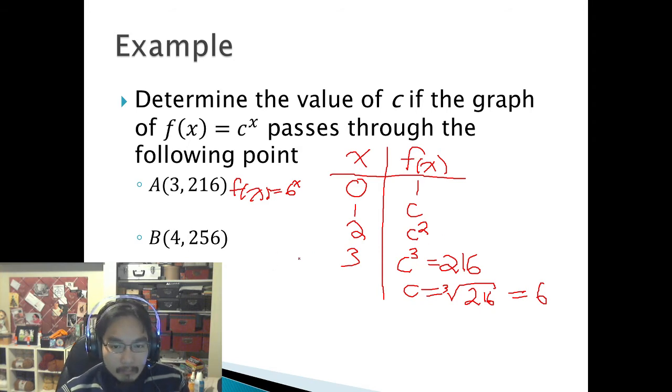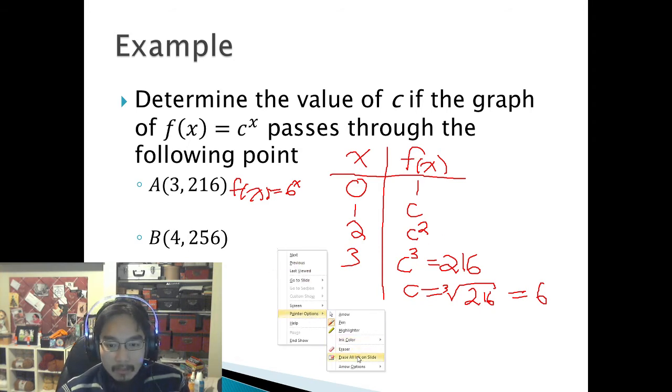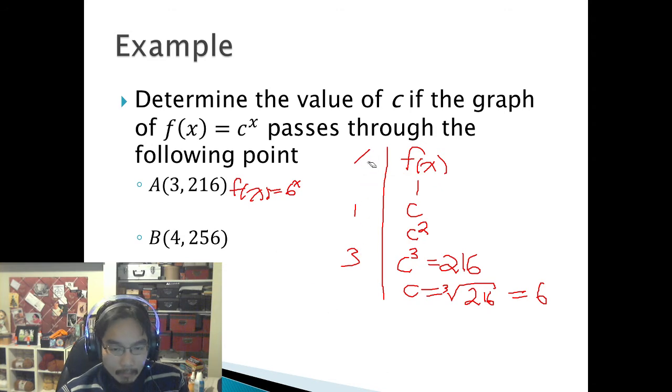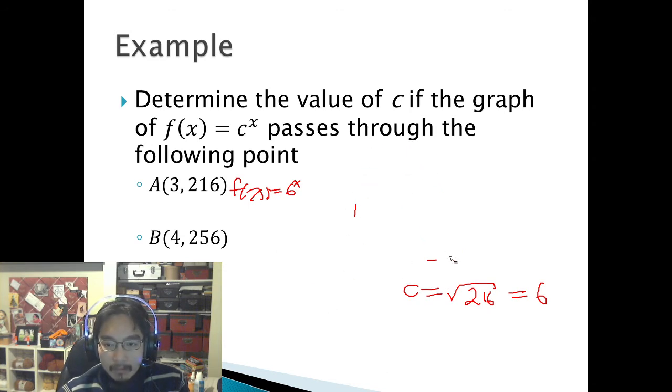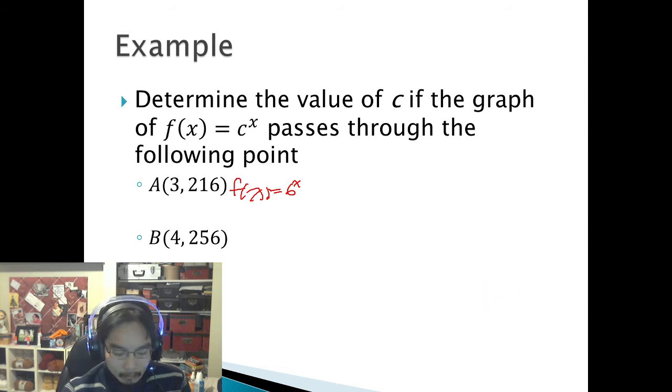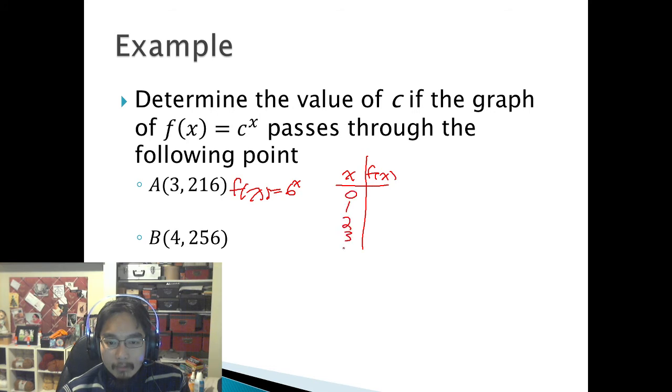Okay. Now for the next one, I do the same thing. Oops. Let me erase some of it, not all of it. That's okay. So for the second one, x goes 0, 1, 2, and this is going to go to 4. So here we know c to the power of 4 is equal to 256. C will then be the 4th root of 256, which I believe is 4.